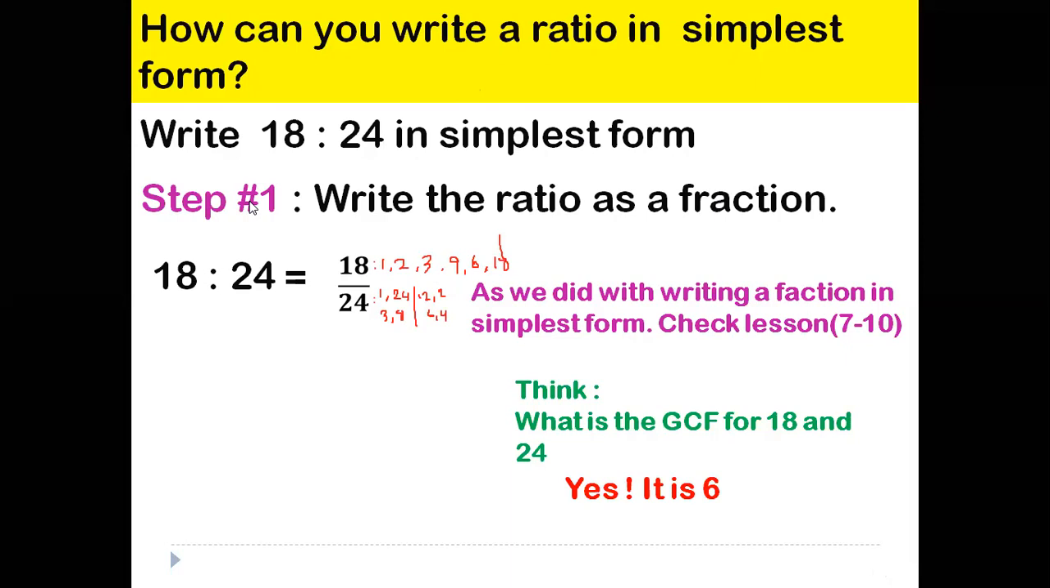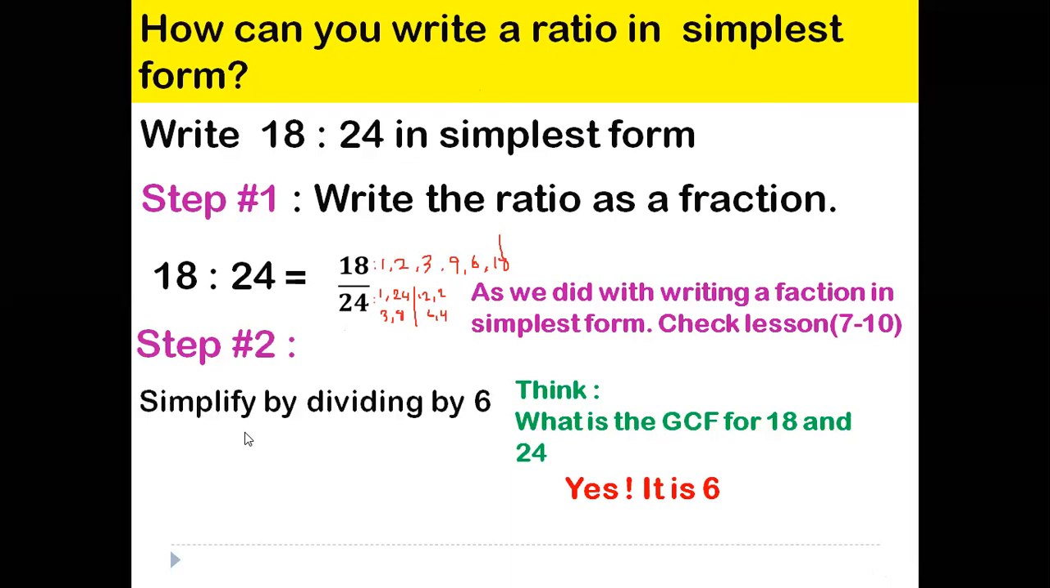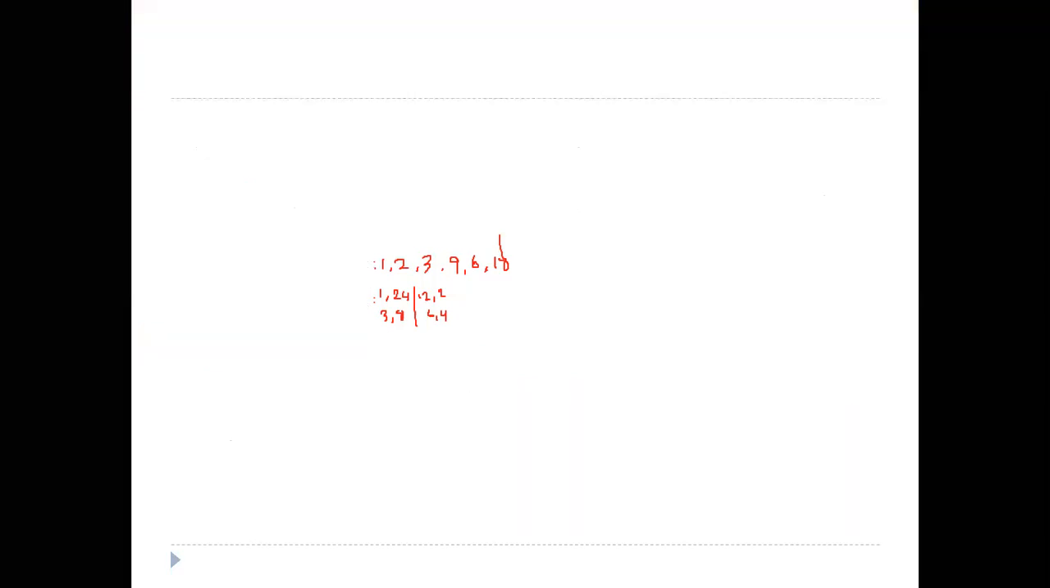So now, step number 2, after finding the greatest common factor, you divide the numerator and the denominator by that common factor. So 18 divided by 6 and 24 divided by 6 is 3 over 4. That is the simplest form of it.